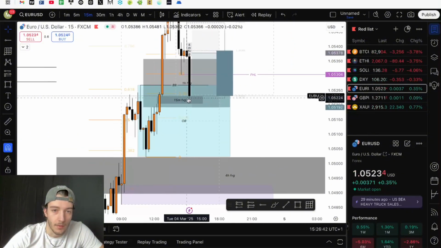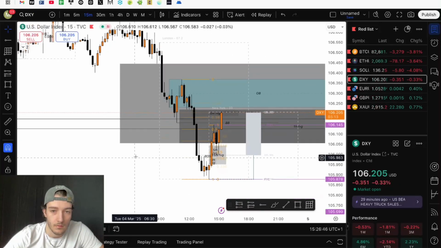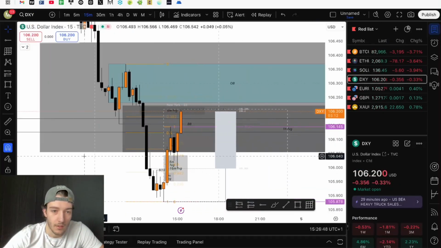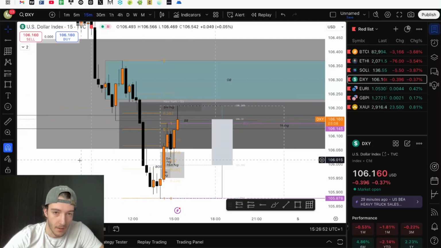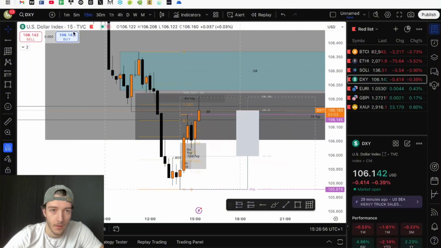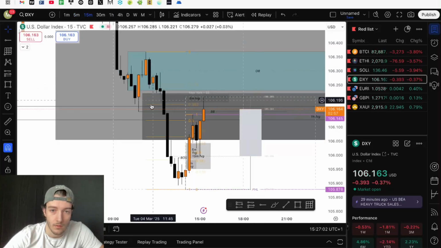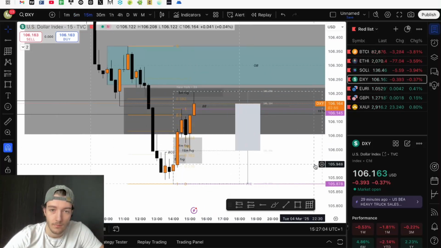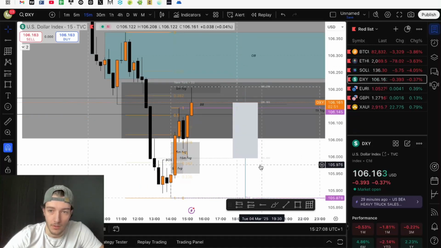Okay, we tapped into the 15-minute bullish fair value gap. Very nice. And it looks like we're going to close this 15-minute candle on the dollar above the previous hour high. Oh wait, it might not. It might not. Okay, okay. Let's wait for this to play out.